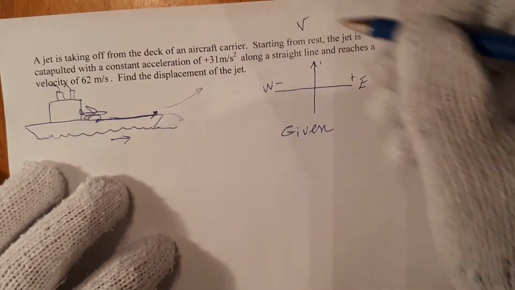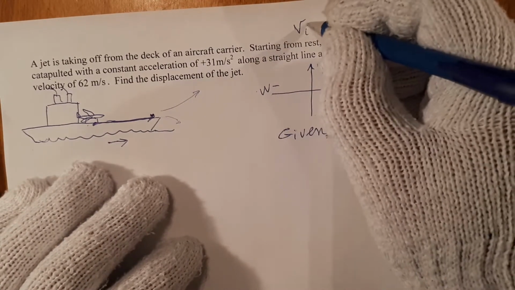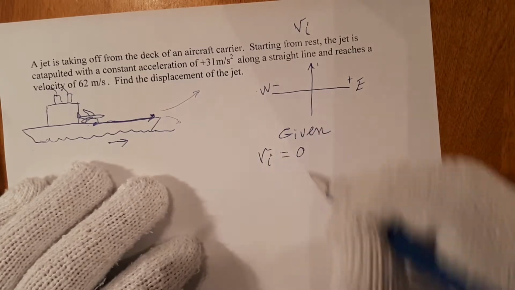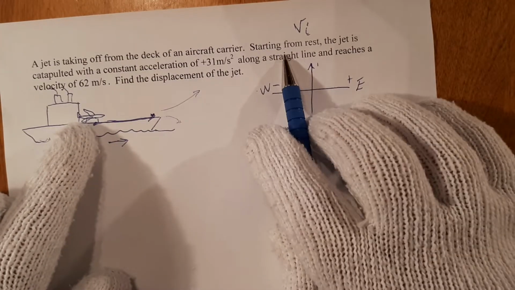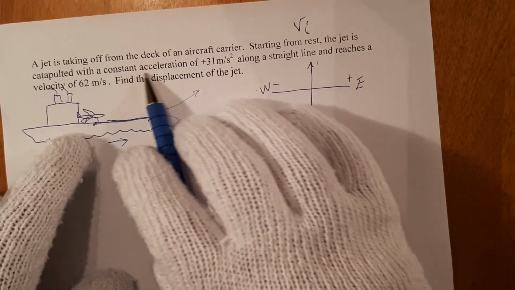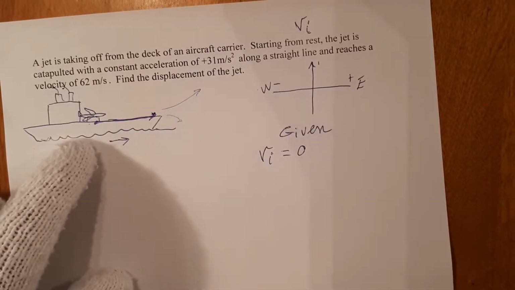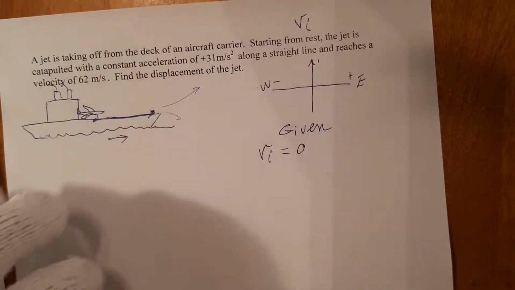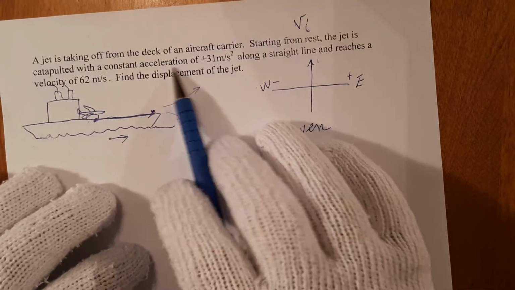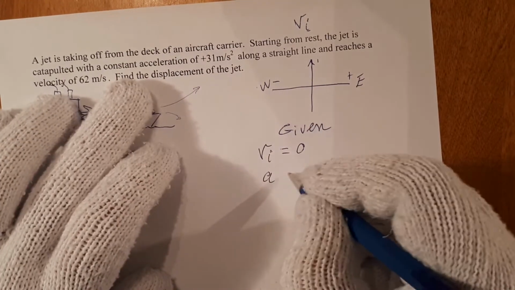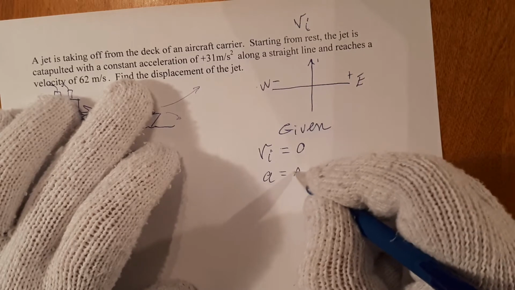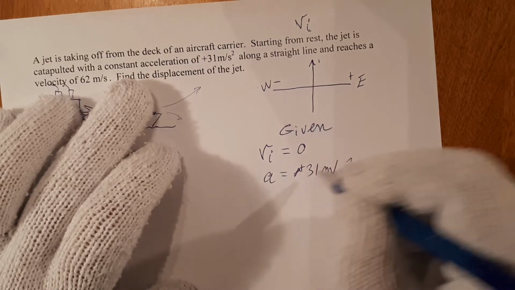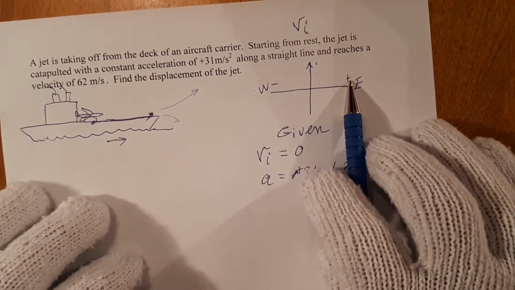So little letter v represents velocity in our equations. Subscript i is the initial velocity. So initial velocity is equal to 0. It's starting from rest. The jet is catapulted with a constant acceleration. In our equations, the variable for acceleration is the little letter a. So in terms of our equation, acceleration, little letter a, is equal to plus 31 meters per second squared. Plus 31 meters per second squared is going to my right, that's plus or easterly.